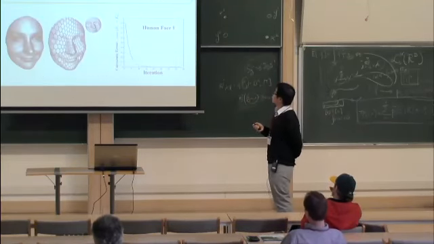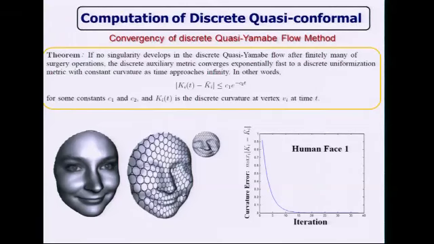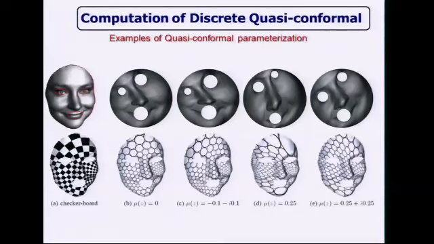We can prove the convergence of the discrete quasi-Yamabe flow method. More specifically, the discrete matrix will converge exponentially fast to a discrete uniformization matrix under the quasi-Yamabe flow method. So the algorithm actually converges exponentially fast. So that's one of the benefits.